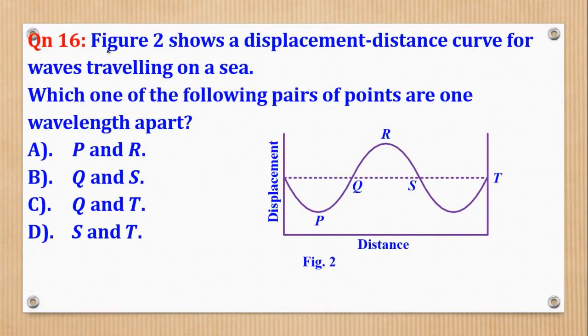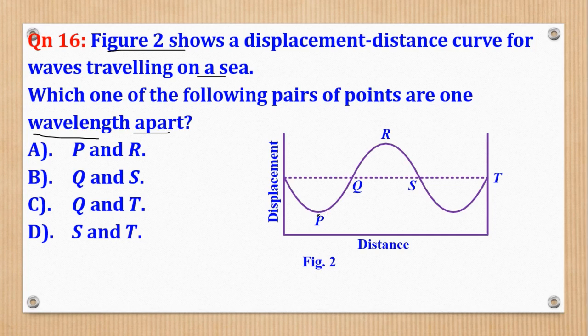Question 16. Figure 2 shows a displacement distance curve for waves traveling on a sea. Which one of the following pairs of points are one wavelength apart? So for one wavelength, it must complete a cycle.